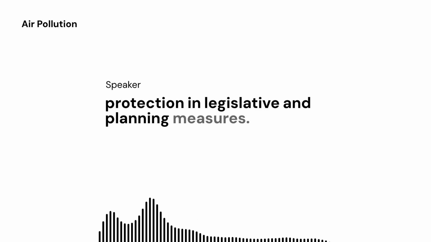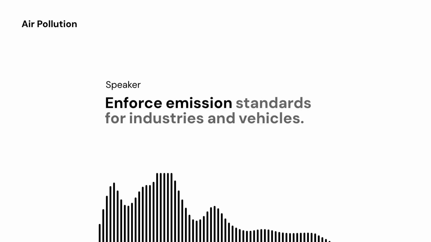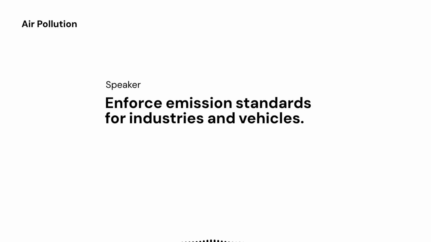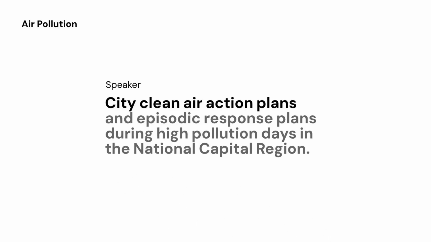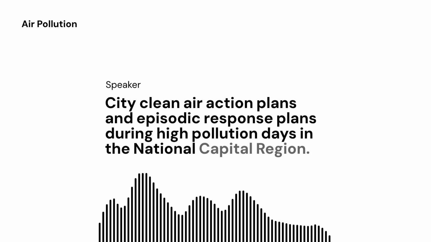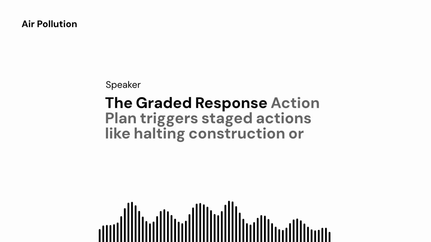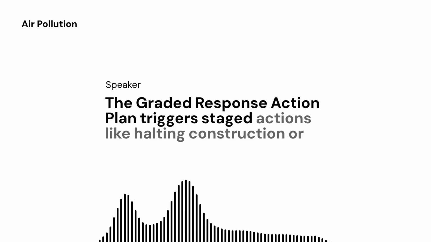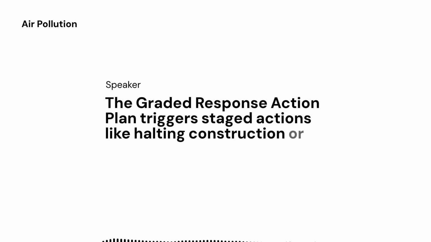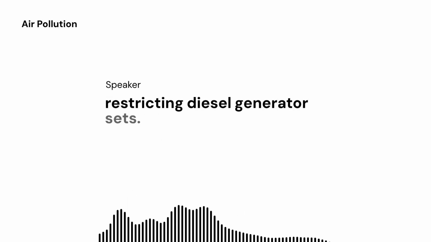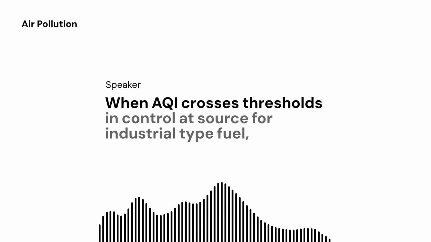In legislative and planning measures, enforce emission standards for industries and vehicles, city clean air action plans, and episodic response plans during high pollution days. In the National Capital Region, the Graded Response Action Plan triggers staged actions like halting construction or restricting diesel generator sets when AQI crosses thresholds.